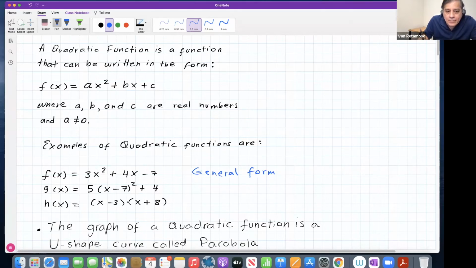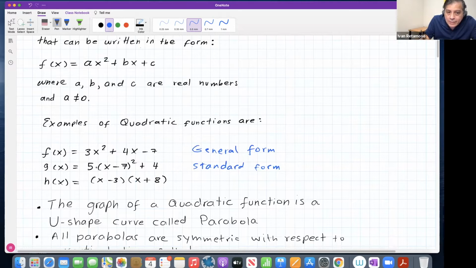Now, but it's not the only one. The other form is this: g of x equals 5 times (x minus 7) squared plus 4. This is called standard form. Okay. And it's a very important form because it contains a lot of information about the quadratic function. I will explain that to you.